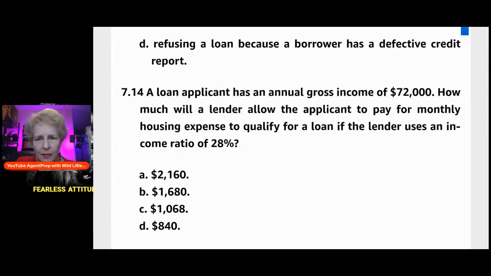72,000. Sometimes it gives me a board to use here, but I can't. Okay, so 72,000 divided by 12, right? Because there's 12 months in a year. So you first divide that. So what is 72,000 divided by 12?